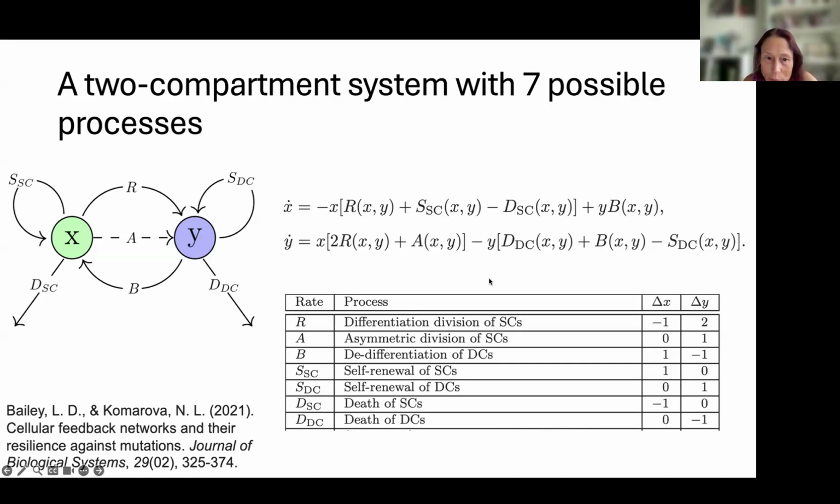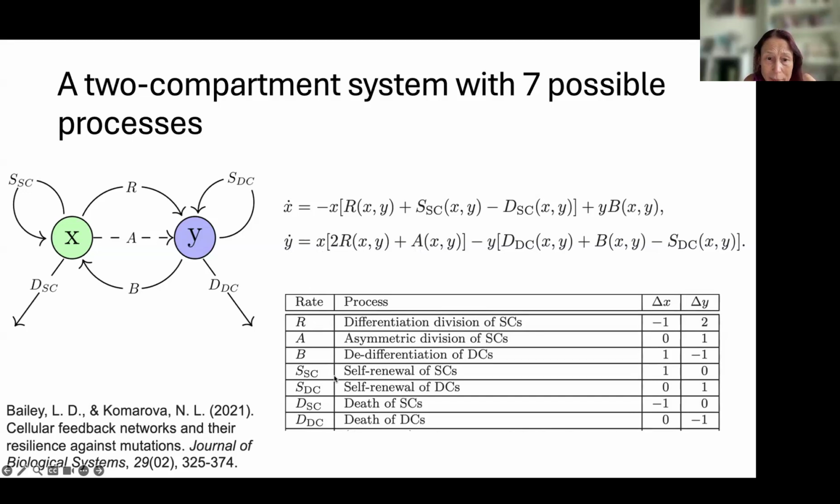Yes. What else? Asymmetric divisions. When a stem cell divides asymmetrically, what happens? The number of stem cells doesn't change because one of the daughters continues to be a stem cell, and the number of differentiated cells increases by 1. So the number of X's doesn't change, the number of Y's increases by 1. So the rate A for asymmetric divisions appears here once. It's proportional to the number of X, the stem cells dividing, and it increases the number of differentiated cells.